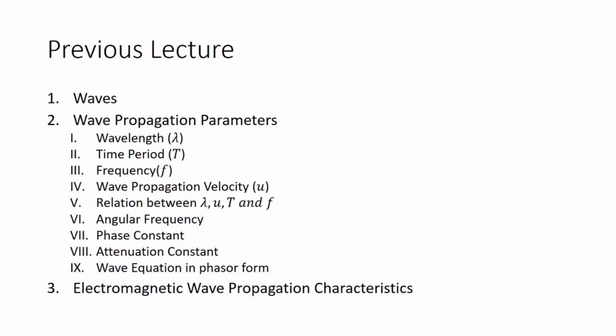In the previous module, we have discussed the waves and various wave propagation parameters. After the discussion on wave propagation parameters, I have introduced you to the principles of electromagnetic waves and then discussed the propagation characteristics of electromagnetic waves. They are alpha and beta. And then I have defined a propagation constant gamma which is equal to alpha plus j beta.